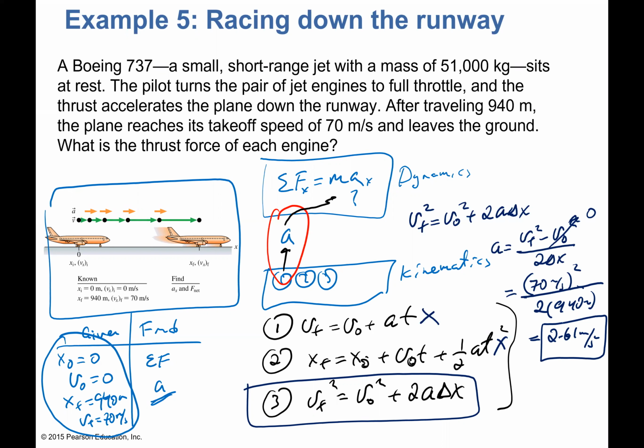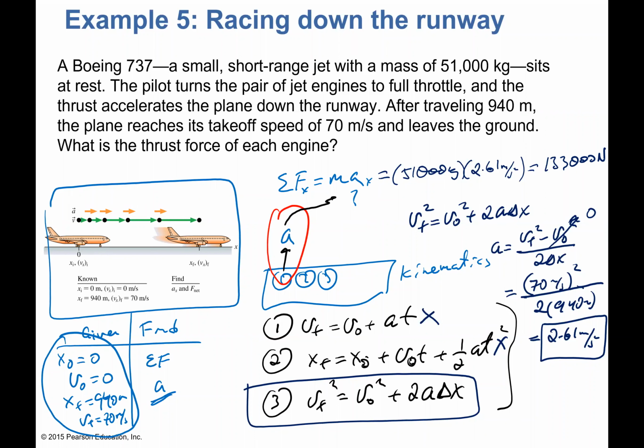All right, I got that. So what I do here is I go back to this equation for the mass times acceleration for the net force and say it's 51,000 kilograms times 2.61 meters per second squared. And I'm going to get 133,000 newtons. Okay, so that's what I have.